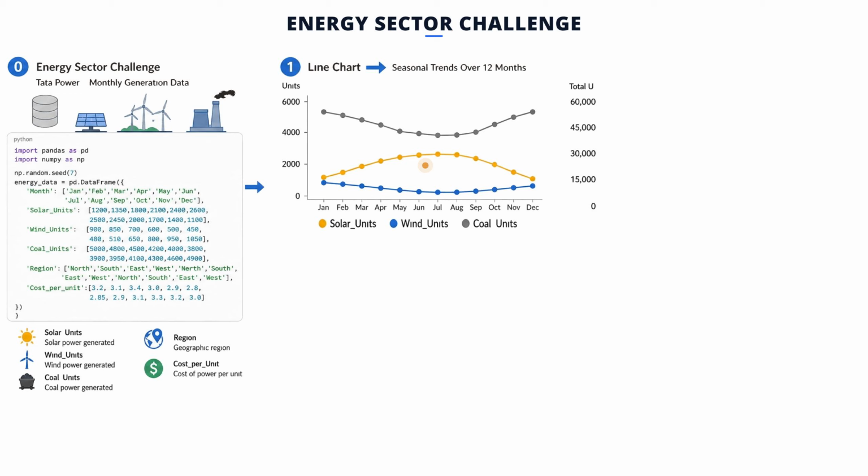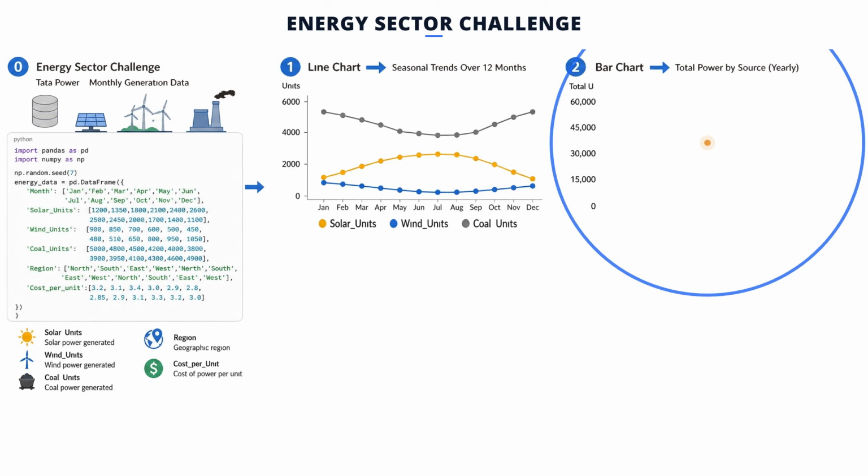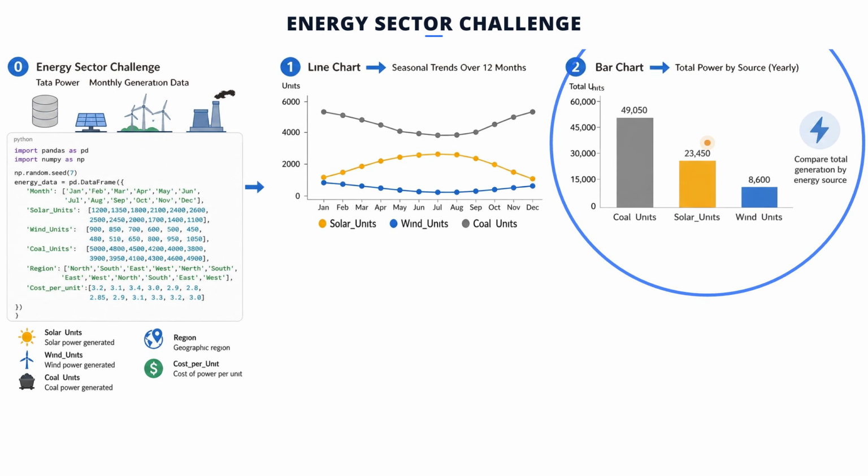Next, management might ask, overall, which source gave us the most power this year? To answer that, we sum up the yearly data and use a bar chart. This gives us a direct side-by-side comparison where it's immediately obvious that coal provided the vast majority of our total generation, towering over the totals for solar and wind.